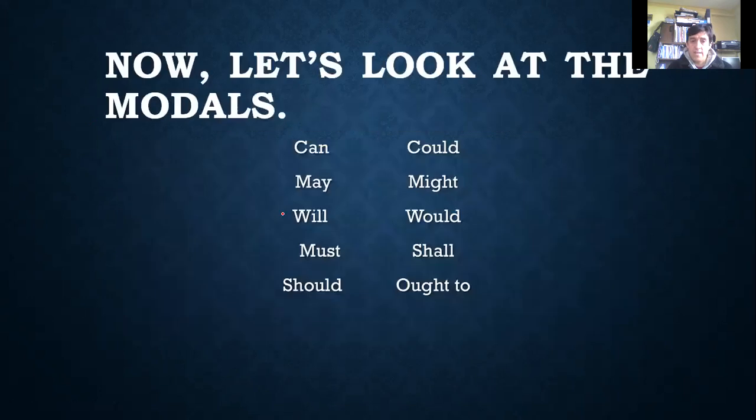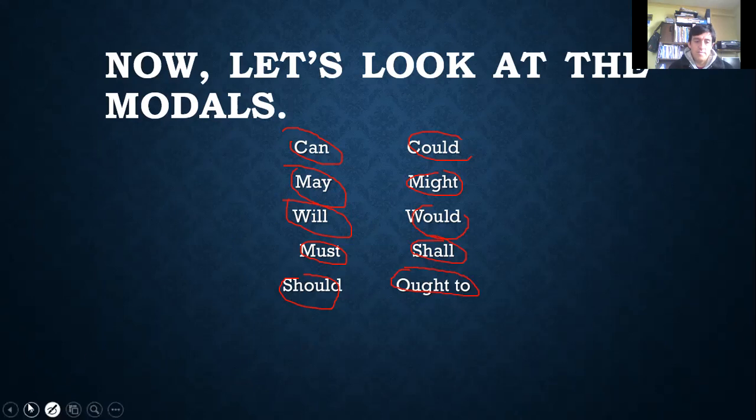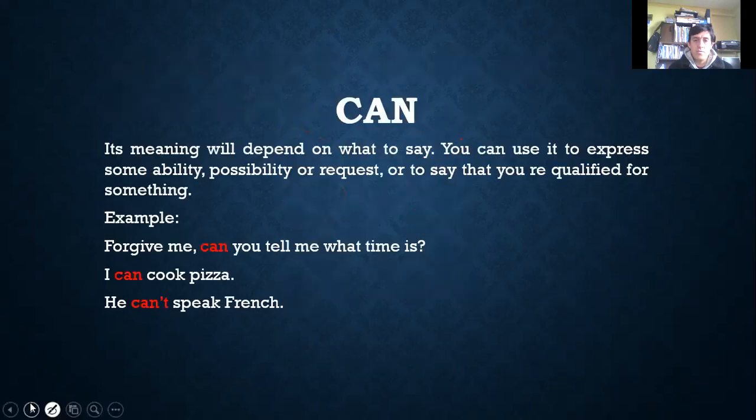Now, let's look at the modal verbs. You can see can, may, will, must, should, could, might, would, shall, and ought to. In this case, I have only 10 modal verbs. The 10 modal verbs are very interesting. Let's continue with the topic.